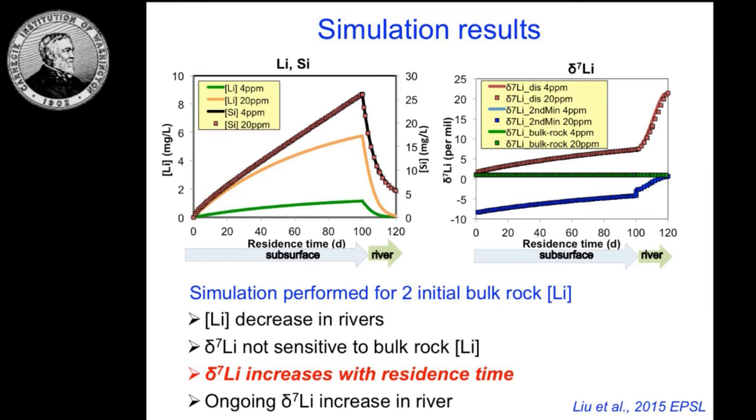And the other important finding from this simulation is that we see there is additional weathering going on in the rivers, right? So that's why we can explain why our river samples have higher delta lithium compared to the groundwaters. So all the rivers should have higher values.